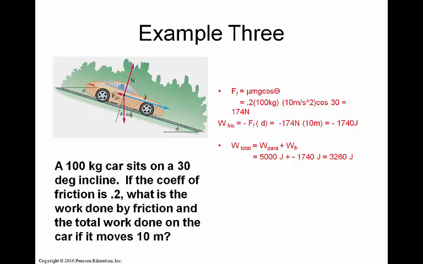So if I want to find the total work, I'm just going to take the work done by the parallel force, pulling it down, plus the work done by the friction force, slowing it down. 5,000 joules from the previous slide plus negative 1740 joules gives us a total work of 3260 joules. So the car is going to gain that much energy in the form of kinetic energy as it slides down the hill.